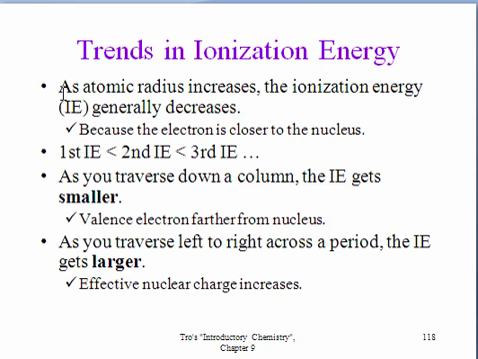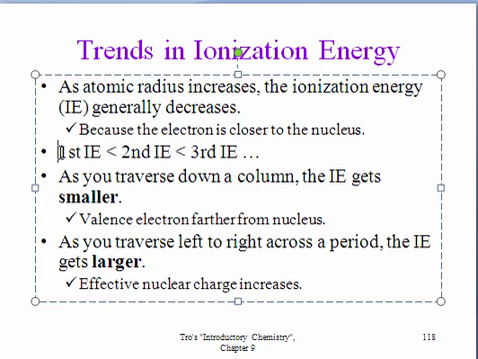Now, if we're looking at a given element and looking at its ionization energy, as we take electrons away, it becomes harder and harder to remove them. So the first ionization energy is always the smallest. Then the second ionization energy is always larger. The third ionization energy is always larger until you remove all the electrons. And this trend right here is for one given element. It's always easiest to remove the first one, second one's harder, third one's harder, etc.